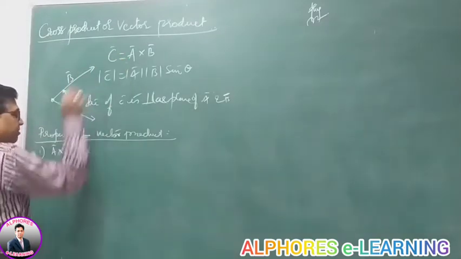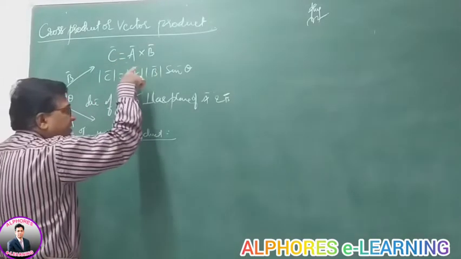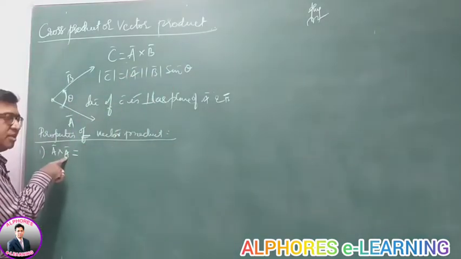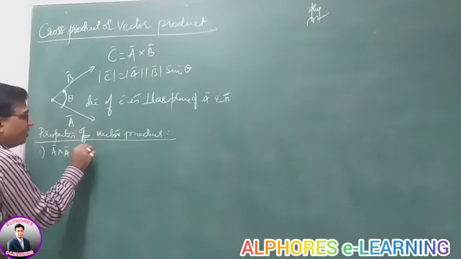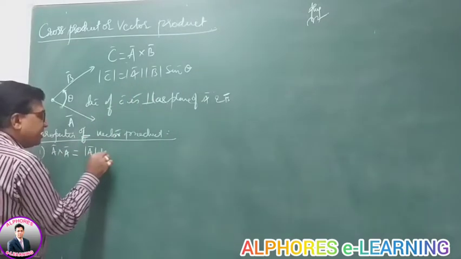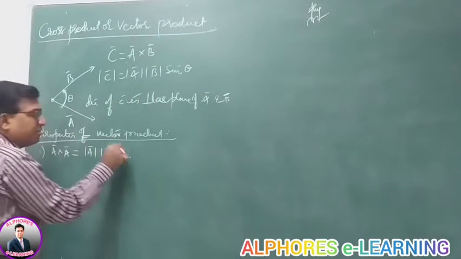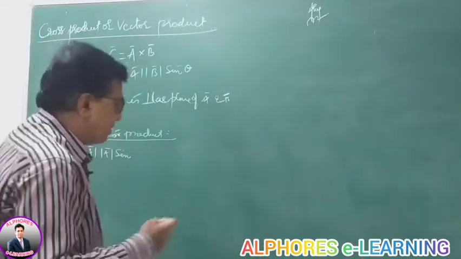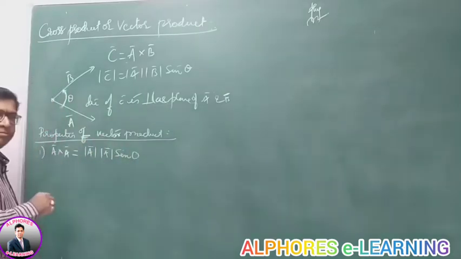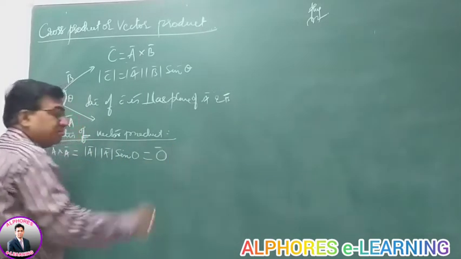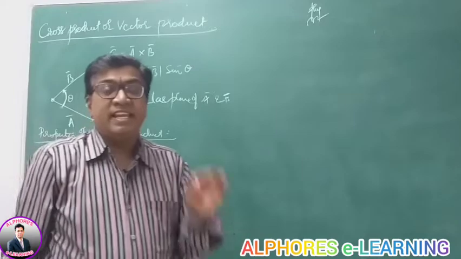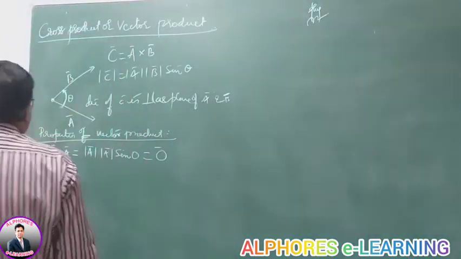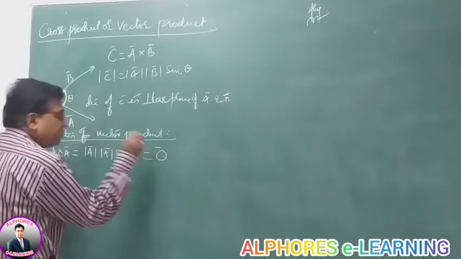According to the formula, a cross b is mod a, mod b sin theta. Here B is also A, so it's mod a, mod a. Now A and A are both in the same direction, a similar vector, so the angle is 0 and sin 0 is 0. Therefore the resultant is a null vector, a zero vector, which can take any direction. So A cross A is a zero vector.